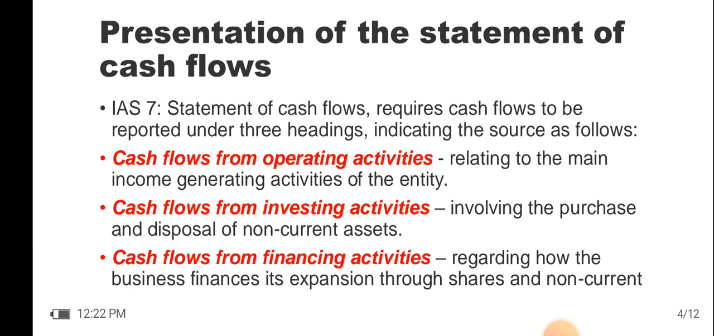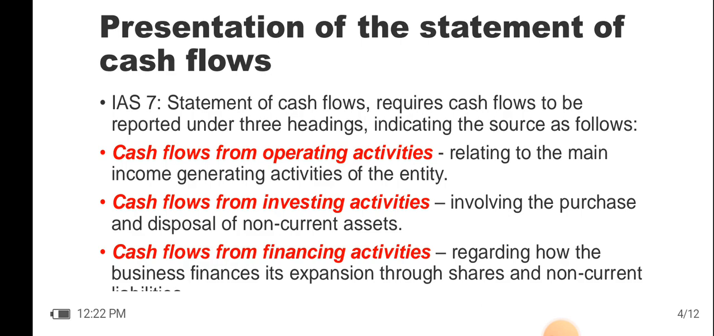Now, presentation of the statement of cash flows. In terms of this accounting standard, that is International Accounting Standard number 7, statement of cash flows, accountants or preparers of financial statements are required to report cash flows of a company under 3 headings. The first heading is the cash flows from operating activities. This one relates to the main income generating activities of the entity, the ordinary activities of the entity. How it generates money. I mean, the purpose of the business being created.